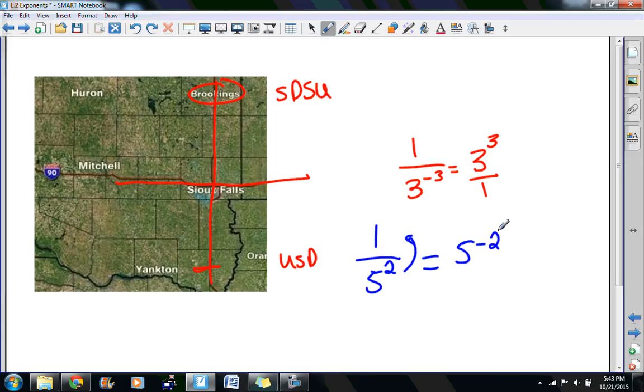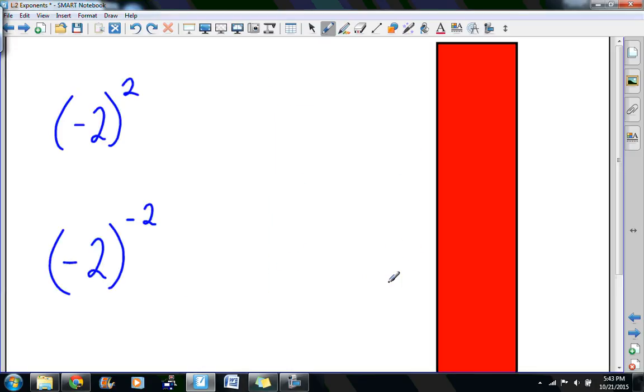So I want you to think of exponents in the same way of Brookings versus USD. If you got a jackrabbit down in Vermilion, they're very unhappy. They're a negative exponent. If you have a coyote up at Brookings, they're going to be unhappy, and they need to move back down to Vermilion. Now, if you don't like the SDSU USD analogy, that's okay.